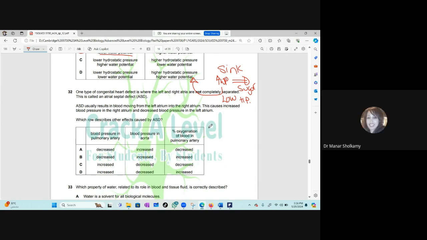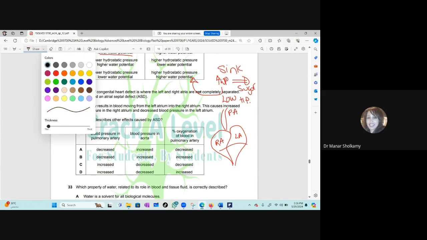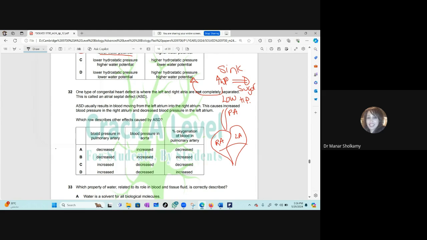An easy way to answer this question is to draw. I'll draw a heart if I'm you, and I'll divide it into the different chambers. Here is the left atrium, and here is the right atrium. I have the pulmonary artery coming from here, okay? And don't forget that the pulmonary artery is oxygenated or deoxygenated. Pulmonary artery oxygenated or deoxygenated? Hello? Deoxygenated. Yes. So they're telling you that the blood will move from the left atrium to the right atrium. And the blood in the left atrium is oxygenated or deoxygenated.